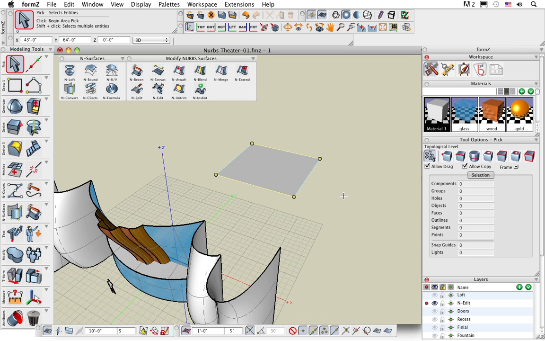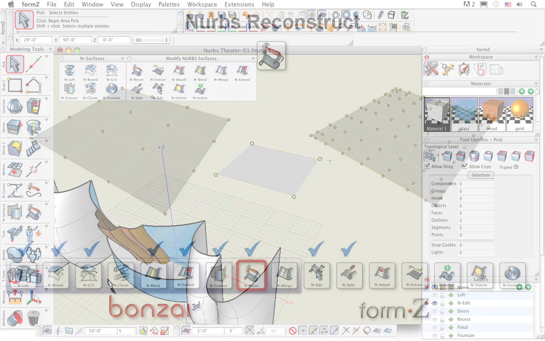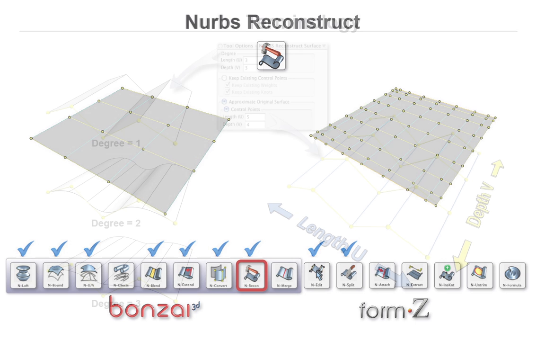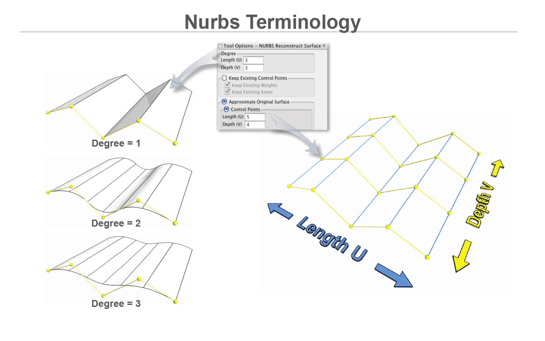If we want to increase or decrease the number of control points on our NURBS surface, we can use the NURBS Reconstruct tool. What the NURBS Reconstruct tool does is lets you increase or decrease the number of controls on any existing NURBS surface. When reconstructing a NURBS surface, there's really only two parameters that you need to be concerned with.